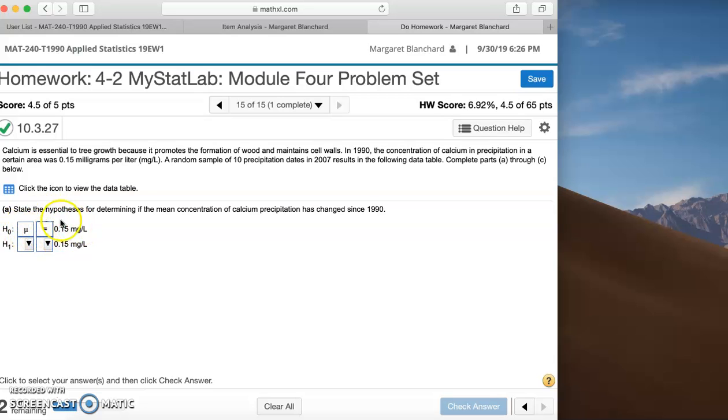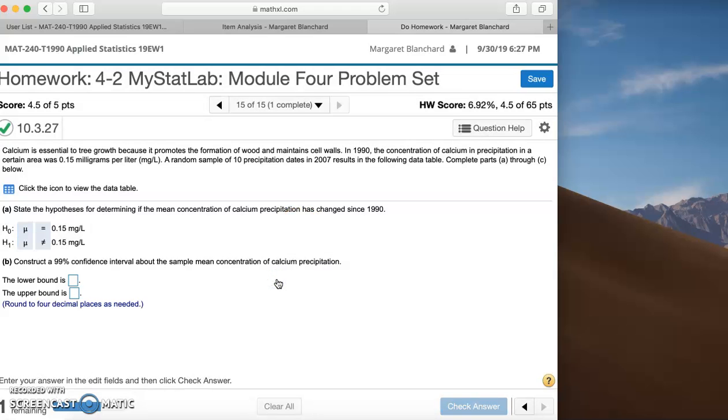That's always our baseline. Our null hypothesis is equal to that value that we're testing, which is 0.15 milligrams per liter. And here it says we're testing to see if it has changed. That means we're not looking to see if it's increased or decreased. We're looking to see if it's changed at all. So that means our alternative is that it's not equal to 0.15. So let's check our answer.